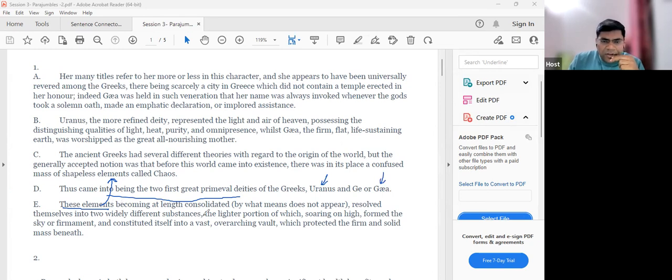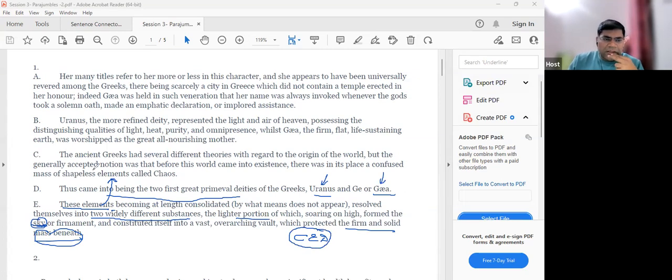So what you have is, you have two things becoming. These elements became at length consolidated, resolved into two widely different substances. What is the first substance? The lighter portion became the sky, and the firm and solid mass beneath. So the lighter portion became the sky, the solid mass came below, and you have the Uranus and Gaia being born. So from C, you go to E, and from E, you go to B. So this is a pair, right?